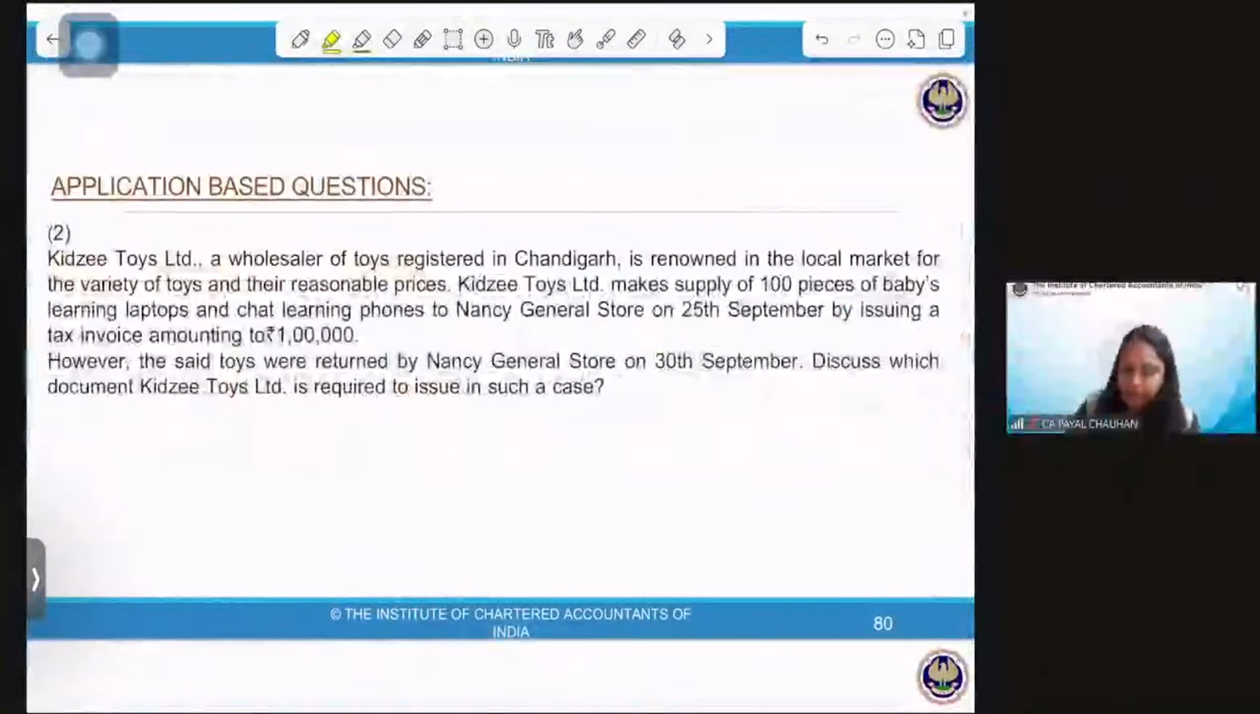Navneet, we'll have everything. Now, application, next question. Kidsy Toy Limited, a wholesaler of toys registered in Chandigarh, is renowned in the local market for the variety of toys and their reasonable price. Kidsy Toys Limited makes a supply of 100 pieces of babies' learning laptops and chat learning phones to Nancy Green General Store on 25th September by issuing a tax invoice amounting to rupees 1 lakh. However, the said toys were returned by Nancy General Store on 30th September.